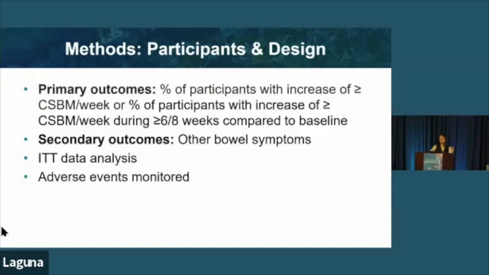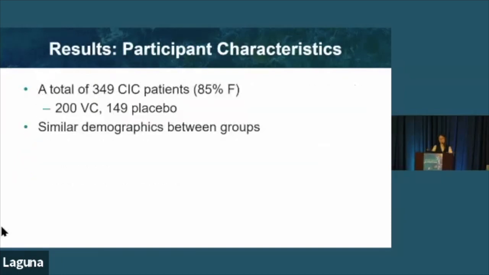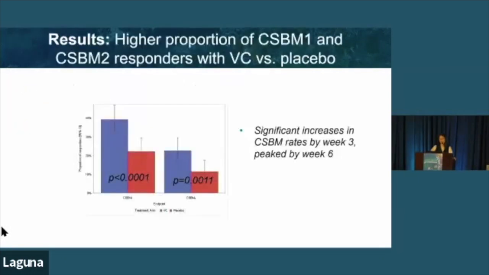So the primary outcomes, and I apologize, I missed the number here, but the primary outcomes was percent of participants with an increase of at least 1 complete spontaneous bowel movement per week, or the proportion of participants with an increase of at least 2 spontaneous bowel movements per week over 6 of 8 weeks. And then they did assess other bowel symptoms, and they conducted an intention to treat analysis and monitored their adverse events. They recruited and enrolled a total of 349 patients, 85% of whom were female. 200 were randomized to the capsule and 149 to placebo, and there were no major baseline differences in the demographics between the 2 treatment groups.